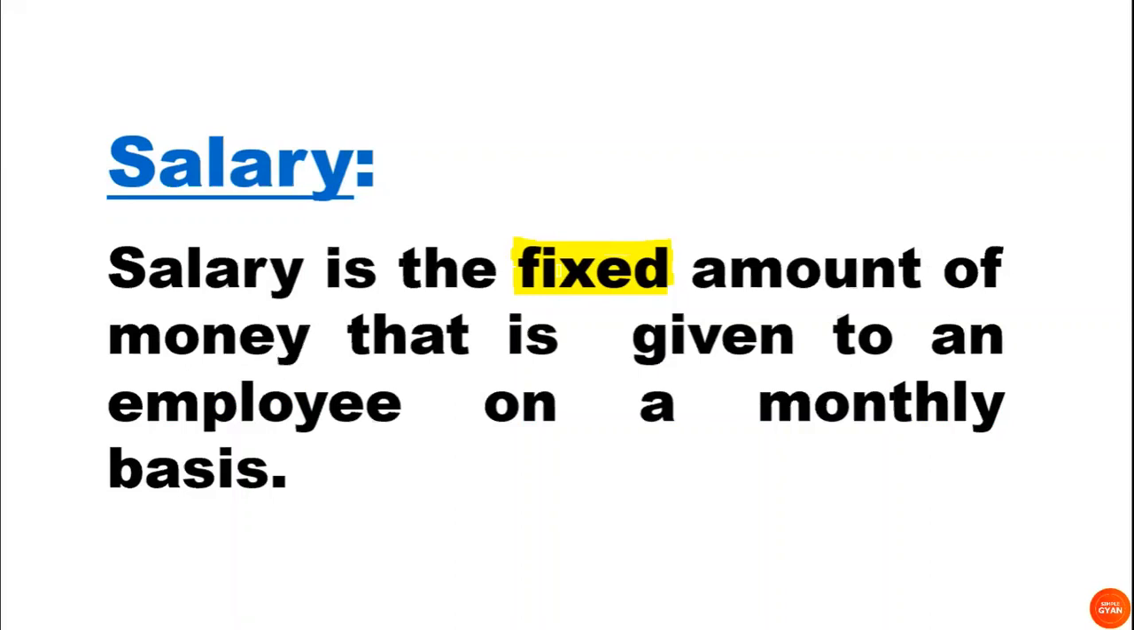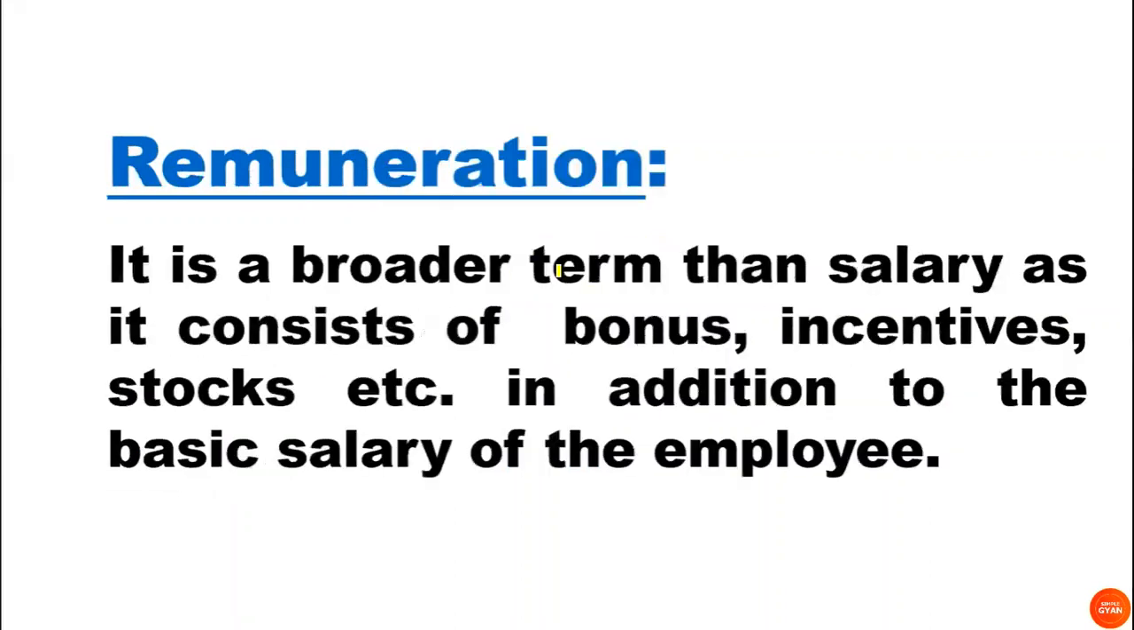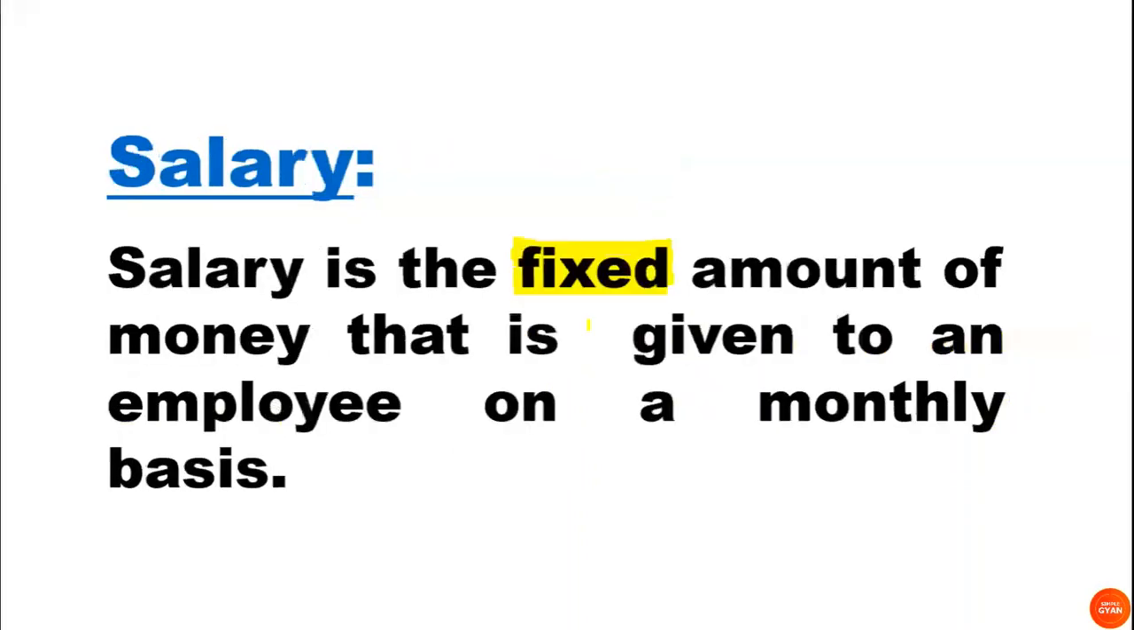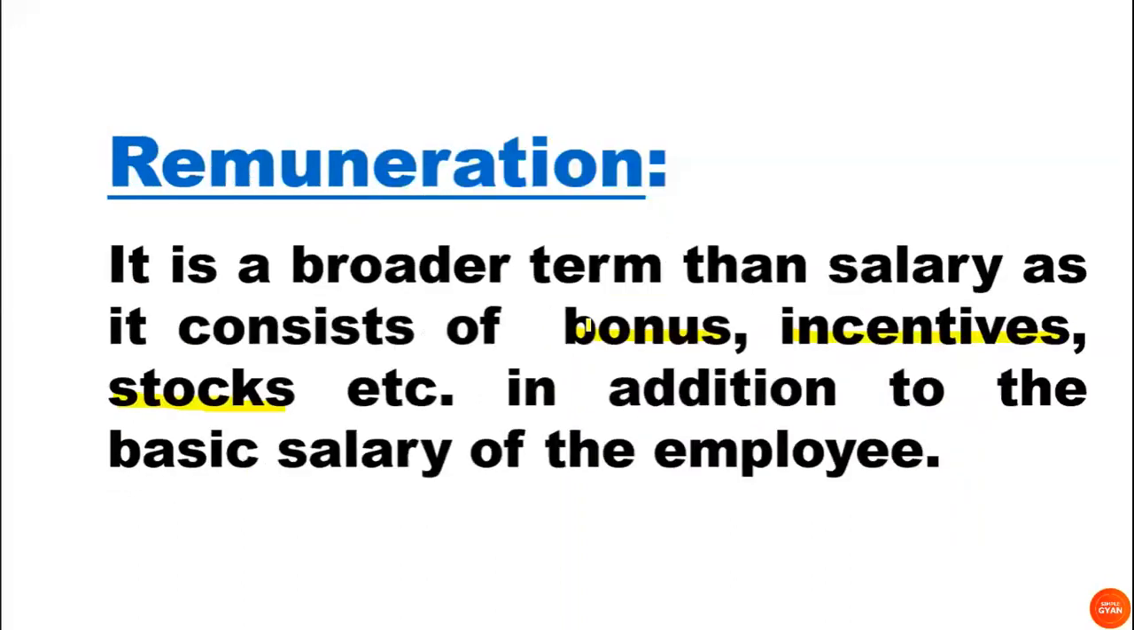Stop there. Let's continue now with remuneration, which is also an amount of money, but it is a broader term than salary, as it consists of bonus, I'm going to underline this, incentives, stocks, and others, in addition to the basic salary of the employee. In other words, remuneration is going to be that extra money you are going to receive for something extra that you did. And we're going to check remuneration definition and examples later. Okay, so salary, fixed amount of money, remuneration, extra money.